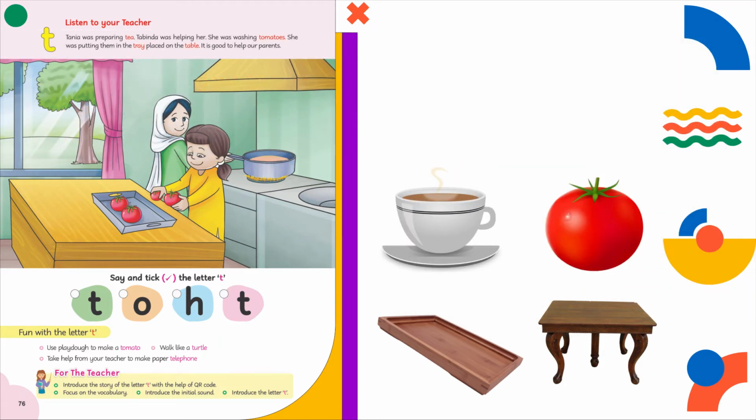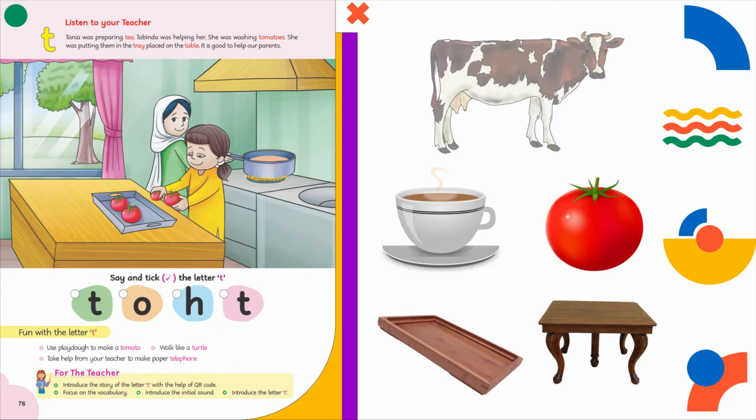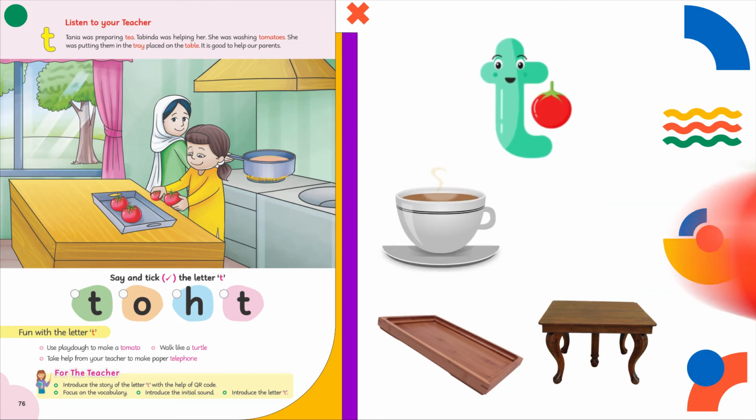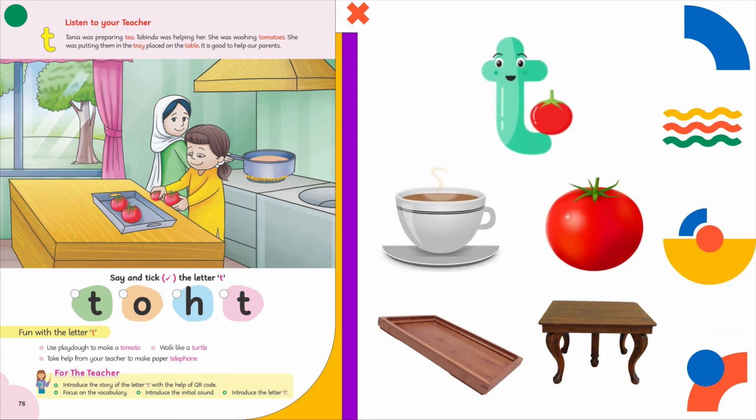Tea, tomato, tray, table. Did you notice that all these words have the same initial sound? Is the sound of a cow. Similarly, T is the sound of letter T. Letter T says T. T, T, T. T, T, tomato. T, T, tray.